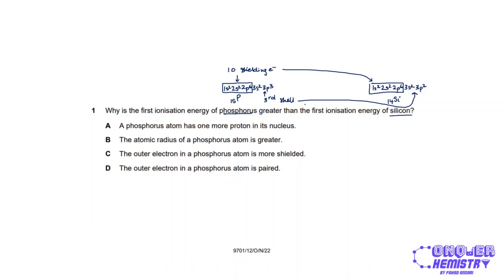Then what's different? The difference is that phosphorus has a higher proton number. It has 1 more proton than silicon. It has a higher nuclear charge, so it attracts the outer electrons more towards itself, and that is why option A is going to be correct in this case. Phosphorus atom has 1 more proton in its nucleus. That is why it has a first ionization energy that is greater.